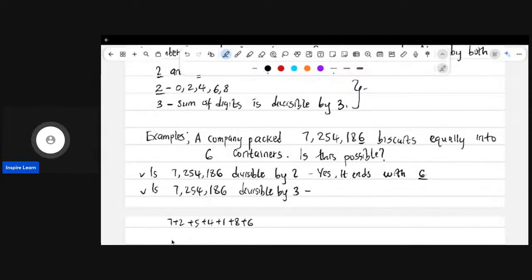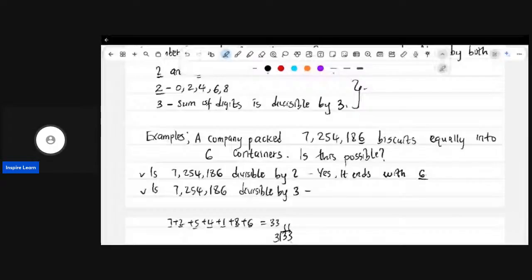So that means 7 plus 2, that is 9. 9 plus 5 is 14. 14 plus 4, that is 18. 18 plus 1, that is 19. 19 plus 8, that is 27. 27 plus 6, that gives us 33. And when we divide 33 with the 3, we get what? We get 11. So 11 because of 33.